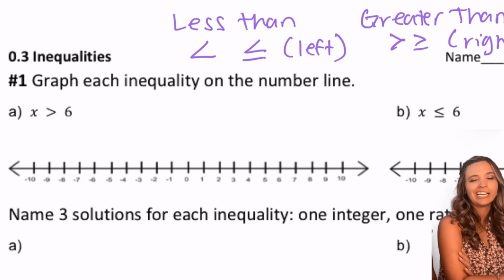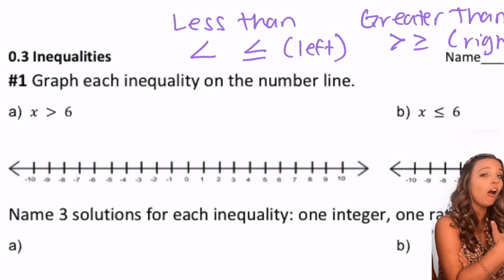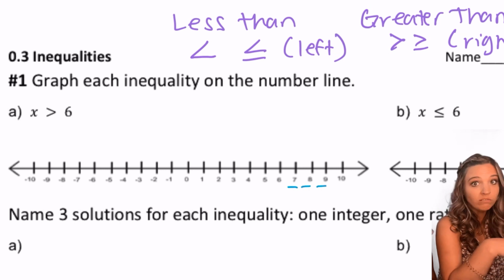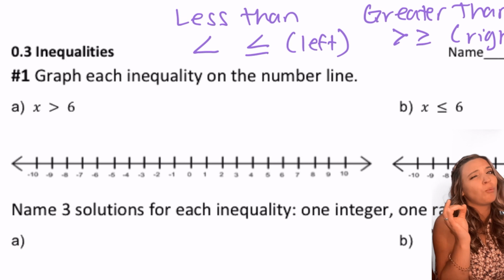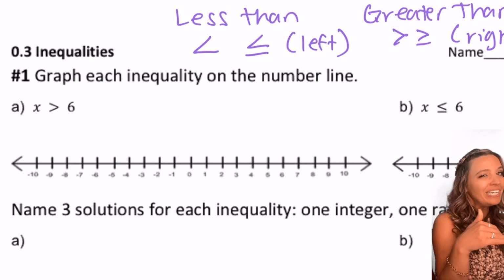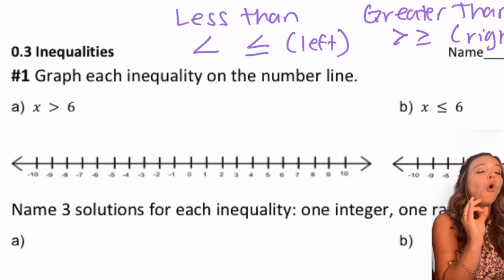X greater than 6. That means X could be all values greater than 6. So like 7, 8, 9, or 6.2. Let's try to represent it on a number line. First, I want to plot a point at 6. But X can't be 6 if it's greater, so I'm going to plot an open circle there.